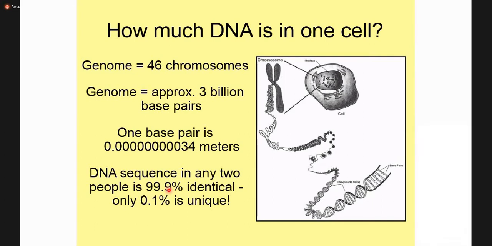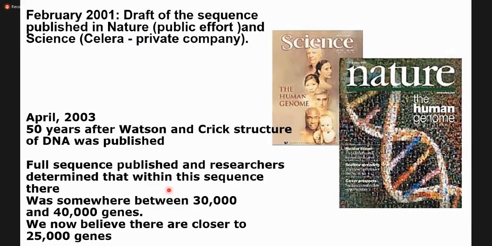So that is what we are actually made up of, that we have 46 chromosomes. Now after approximately 50 years of the Watson and Crick DNA structure, in April 2003, the full sequence is published, and researchers determined that within this sequence there were somewhere between 30 to 40,000 genes, and now we believe that we have approximately 25,000 genes. But what you need to understand here is that we are still not clear about the whole genome.